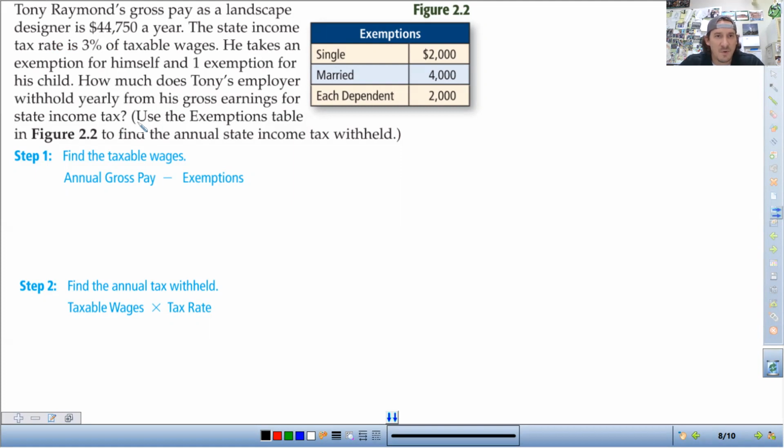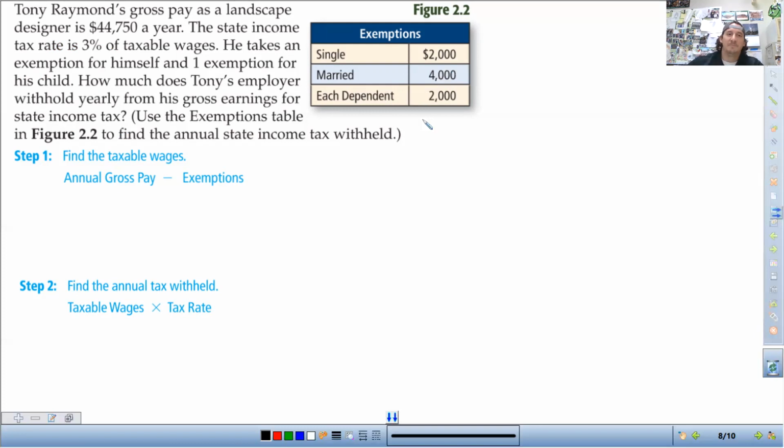He takes an exemption for himself and an exemption for his child. How much does Tony's employer withhold yearly from his gross earnings for state income tax? Use the exemptions from the table. A single person can withhold $2,000 for themselves as a $2,000 exemption. If you're married and you want to claim that, you can exempt $4,000, and then each dependent, so a child or someone else that depends on your income.